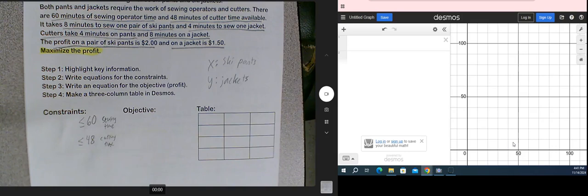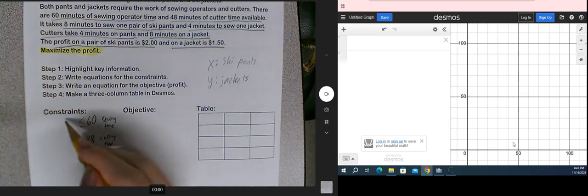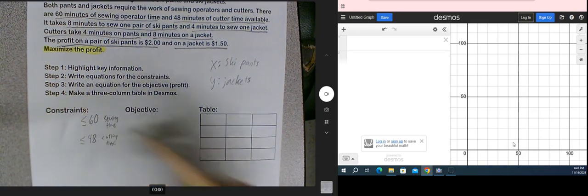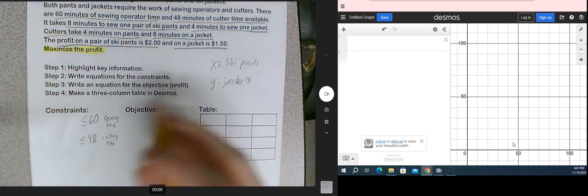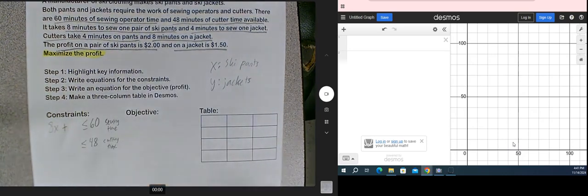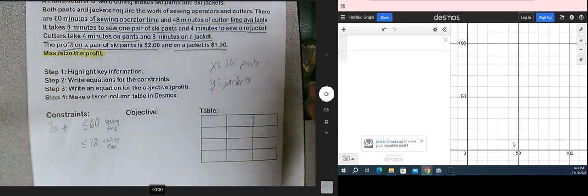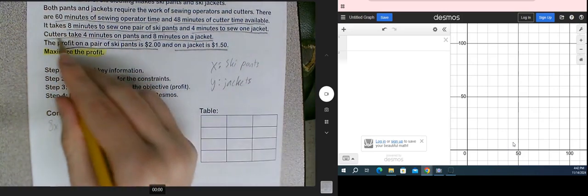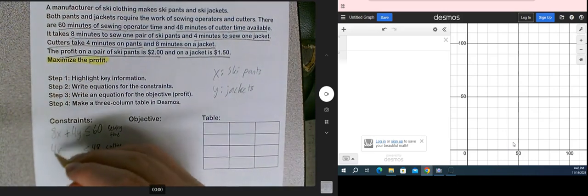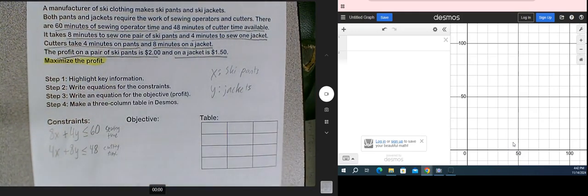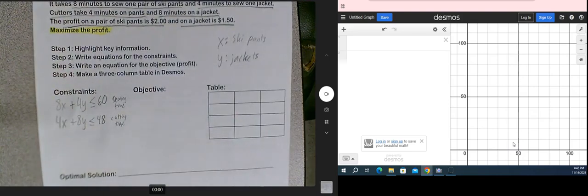So now for the left side. Everything over here has to do with sewing time, but it's the sewing time of ski pants and the sewing time of jackets. Okay, sewing time of ski pants is going to be 8 minutes for every pair of ski pants, and 4 minutes for every jacket. And the cutting time is going to be 4 minutes for every pair of pants, and 8 minutes for every jacket. So these are our constraint equations.